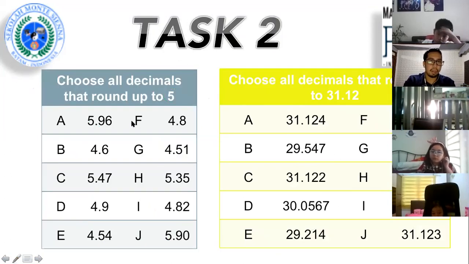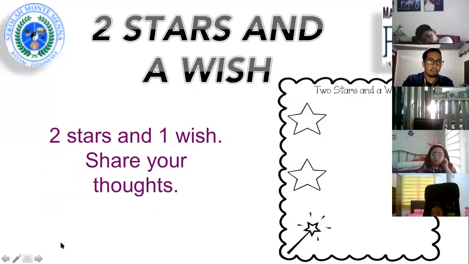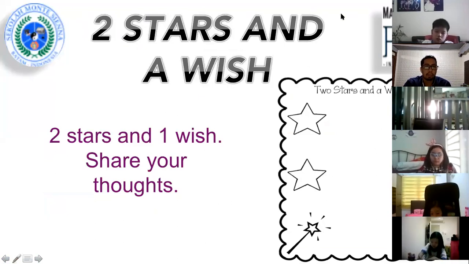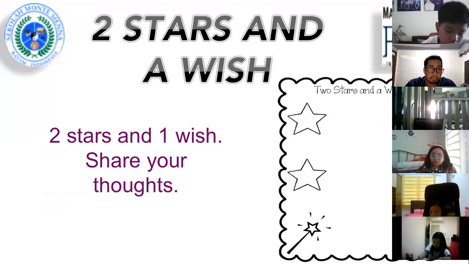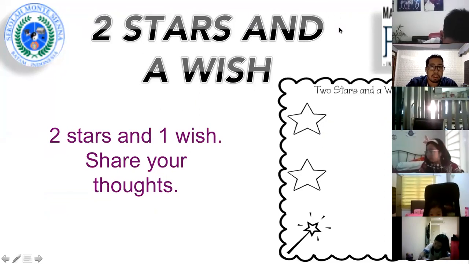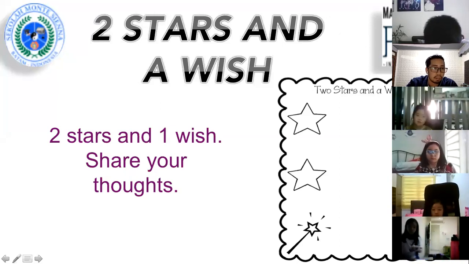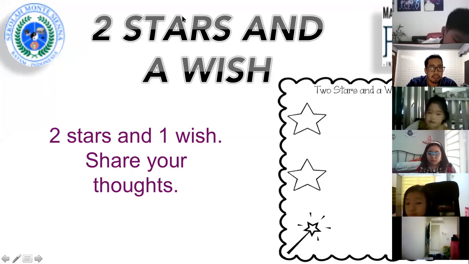Now, from our discussion a while ago, before I end, I want you to make 2 stars and 1 wish. You need to share your thoughts from the discussion about decimals, rounding of decimal numbers. Okay? For the remaining 2 minutes, decide your 2 stars. What are your 2 stars for today's lesson? And then 1 wish. You need to share your answers to me. Okay, you may use the chat box if you want.